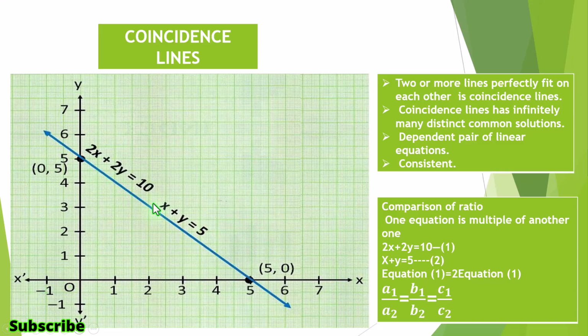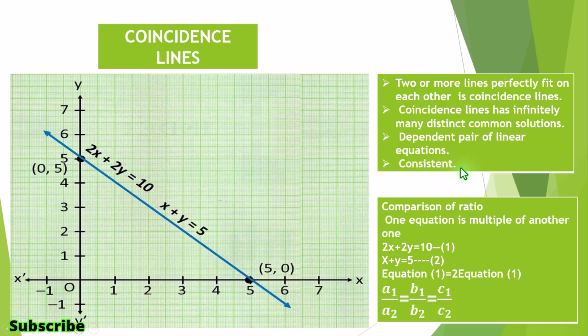So two or more lines perfectly fitting on each other are coincident lines. Coincident lines have many distinct common solutions. Coincident lines are also called a dependent pair of linear equations. Both equations are dependent on each other.